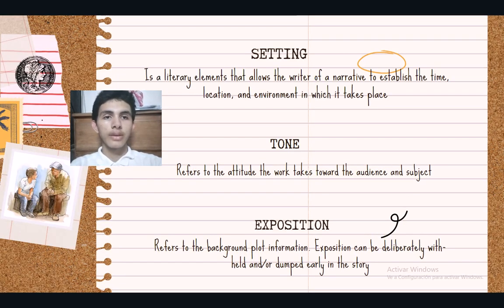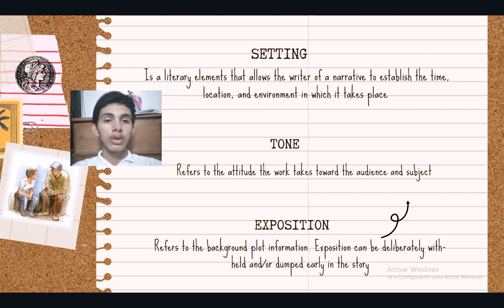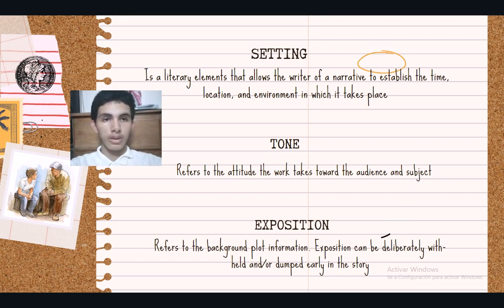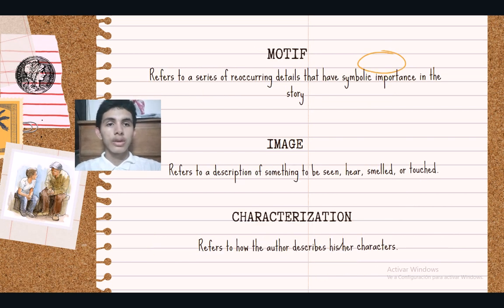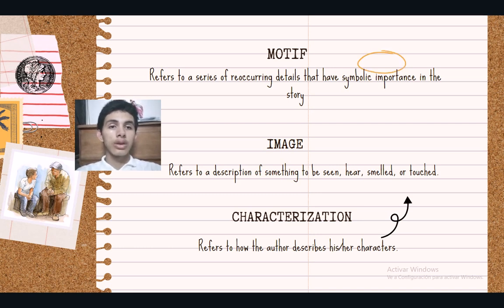Setting is a literary element that allows the writer of a narrative to establish the time, location, and environment in which it takes place. Tone refers to the attitude the work takes toward the audience and subject. Exposition refers to the background plot information. Exposition can be deliberately withheld or dumped early in the story. Motif refers to a series of recurring details that have symbolic importance in the story. Image refers to a description of something to be seen, heard, smelled, or touched.